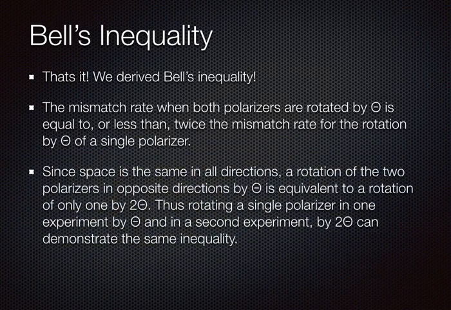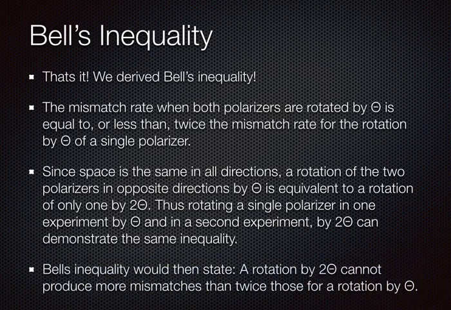Since space is the same in all directions, a rotation of one of the two polarizers in opposite directions by theta is equivalent to a rotation of only one by 2 theta. Thus, rotating a single polarizer in one experiment by theta and the second experiment by 2 theta can demonstrate the same inequality. So you can do the same thing by just taking one and moving it by 10 degrees or whatever. If you did 12.5, it'll be 25. Bell's inequality basically states that a rotation by 2 theta cannot produce more mismatches than twice those for a rotation by theta.